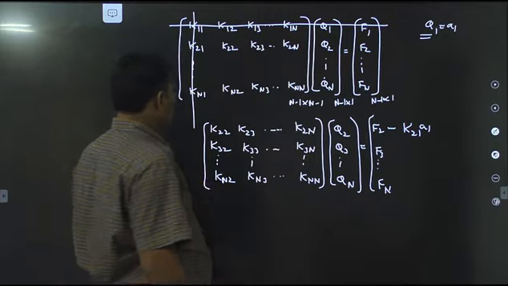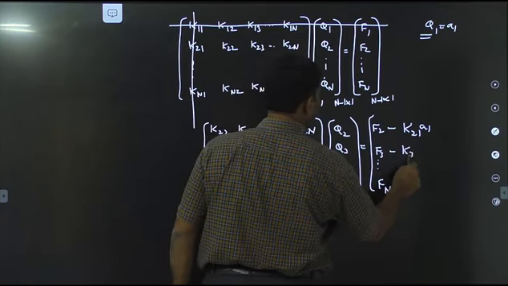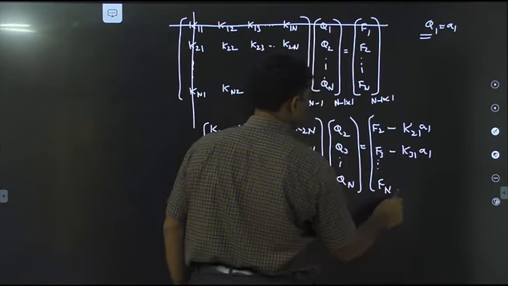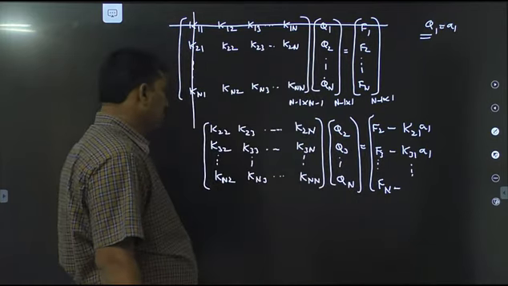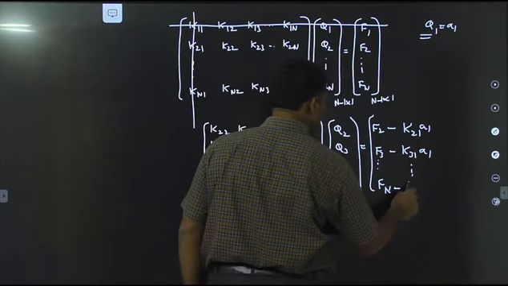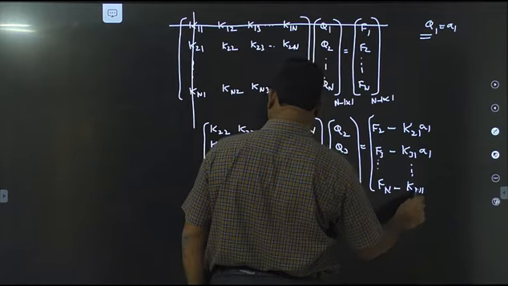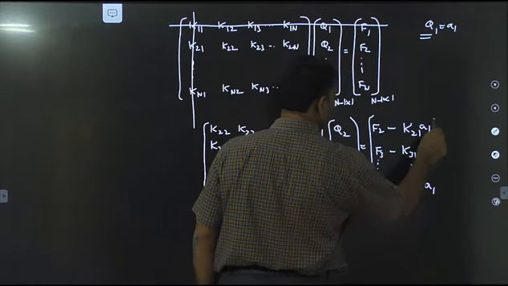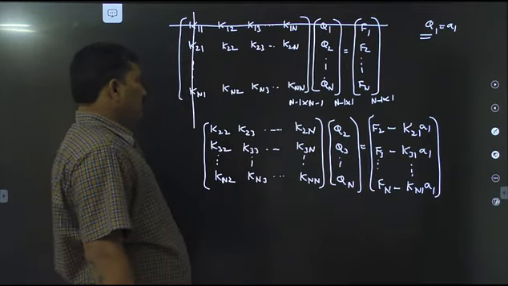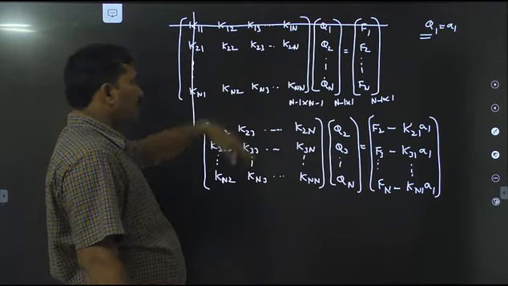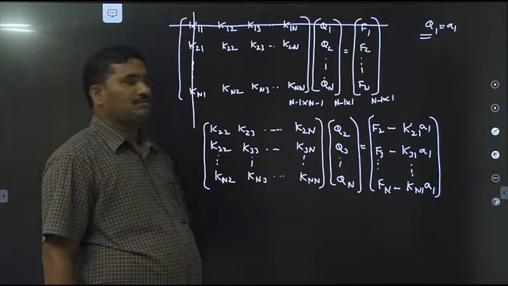Second one. Next, minus K31 into A1. Like this. And ultimately, in the last one, minus Kn1 into A1. This is how we have to write. Okay? So using elimination approach, see how n equations are reduced to n minus 1.